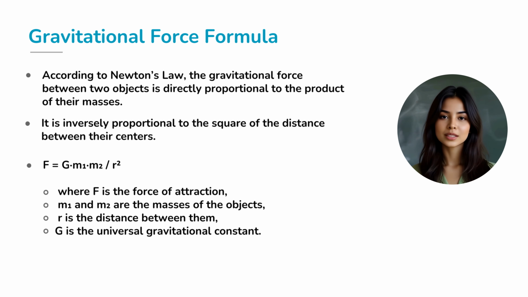The formula is F equals G into m1 into m2 divided by r squared, where F is the gravitational force, G is the gravitational constant, m1 and m2 are the two masses, and r is the distance between their centers. This formula helps us calculate the force between any two masses, whether they're two stones or two planets.